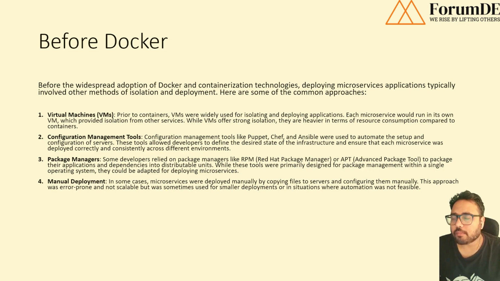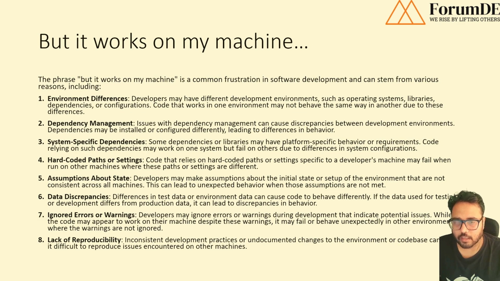There was another problem that used to happen before Docker, and that problem was "but it works on my machine." So what does that mean? "But it works on my machine" is something that a developer would say to another developer when the other developer says, hey, your code is buggy. The first developer can say, but it works on my machine. So why does it work on one machine and not the other machine?